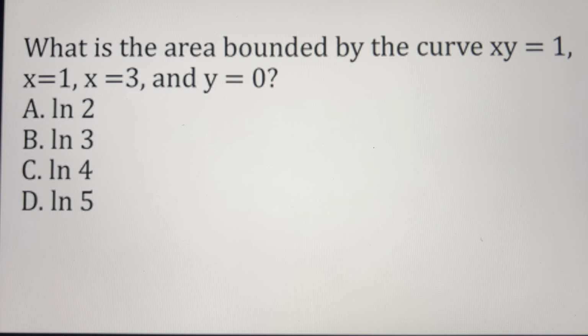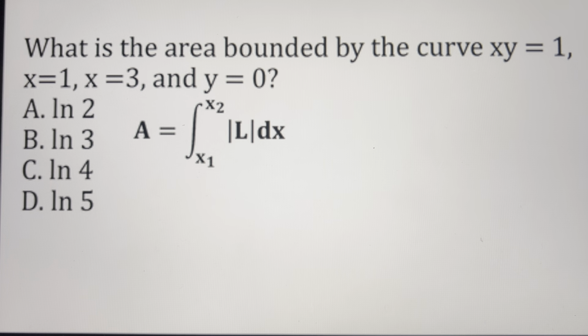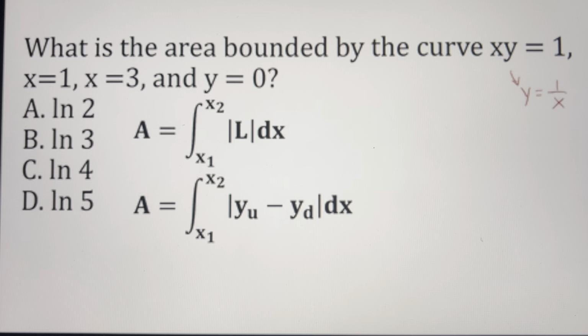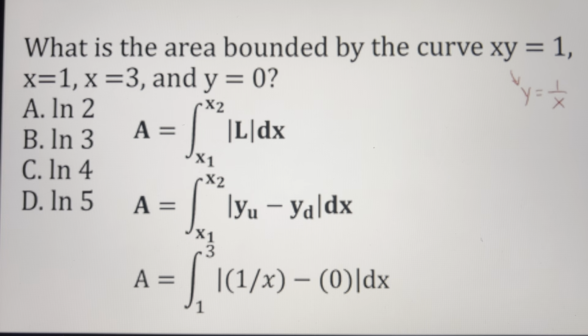What is the area bounded by the curve xy equals 1, x equals 1, x equals 3, and y equals 0? So for our area, that will be the integral of the absolute value of y dx. In here, y will be 1 over x. And another y here will be y equals 0, so that will be y up minus y down, which is 1 over x minus 0. And the limit is from 1 to 3. So this is equivalent to 1.0986, or that's also the same as the natural logarithm of 3.